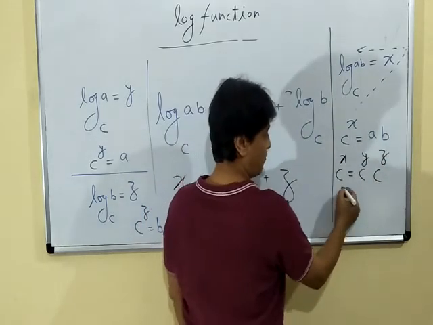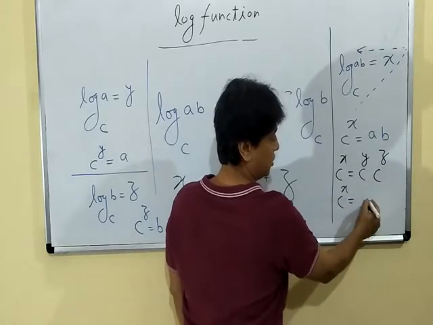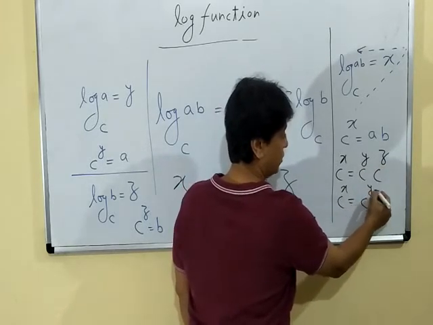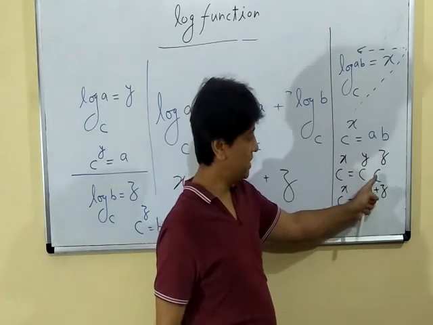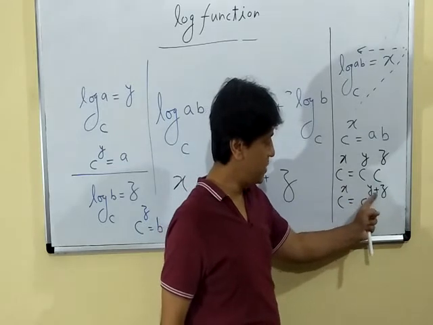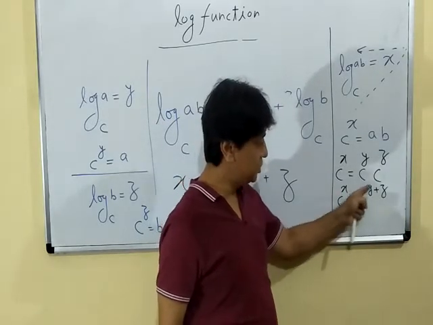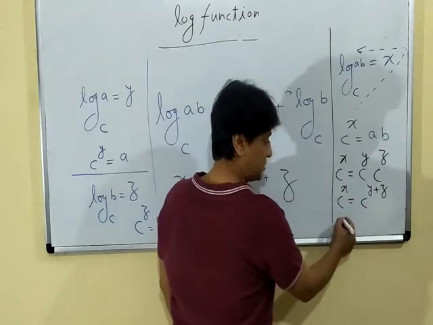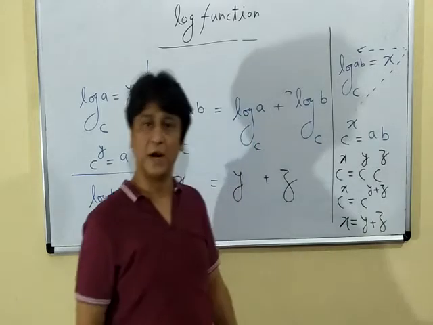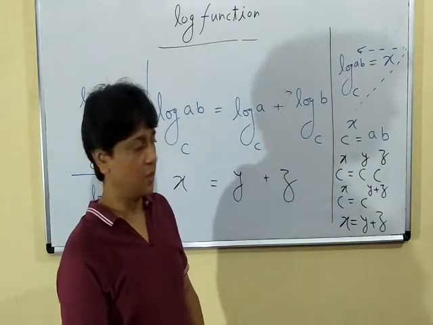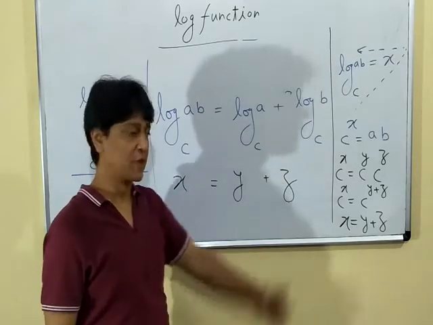Now you know when we take product like this, you need to add powers. So when you add these powers, you get y plus z. C to the power y multiplied by c to the power z, that means you'll need to add these two powers. Now this is c to the power x and this is c to the power y plus z, which means x is y plus z. यही प्रूव करना था, x equals to y plus z.